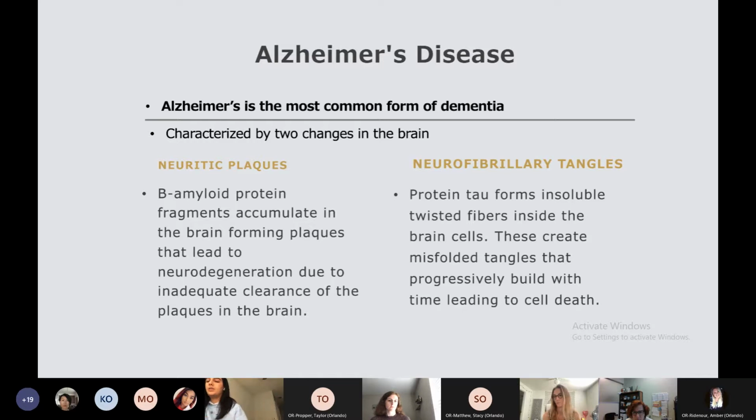So the difference between the two is basically their location. The tangles are on the inside of the cell itself, while the neuritic plaques are on the outside, but they both lead to neurodegeneration.